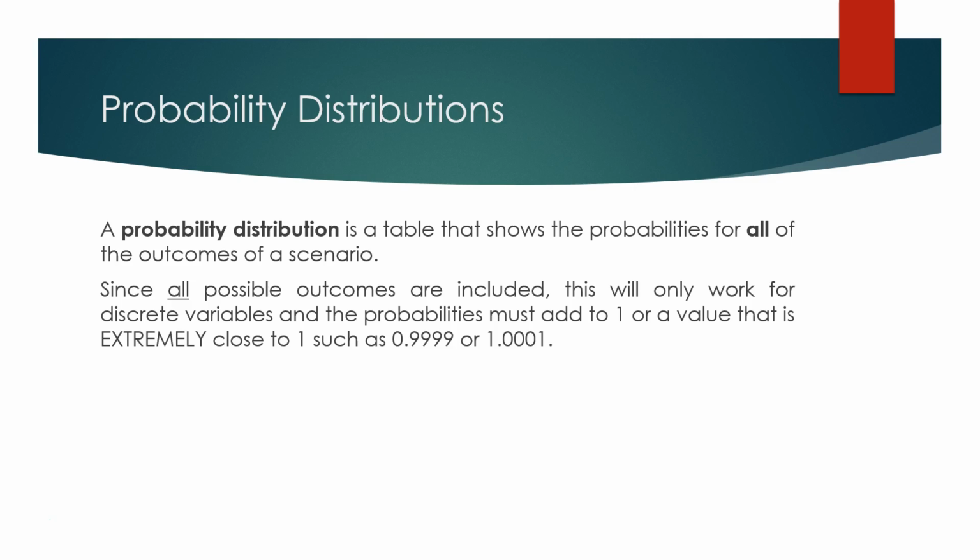One characteristic that is important with this is that since it is the probabilities for all outcomes, the probabilities must add up to 1, which would be 100% of the possible outcomes, or it can be extremely close, and this is usually depending on rounding. So if the value is off by a little bit, it should be because you had to choose to round somewhere, not because you left out one of your outcomes.